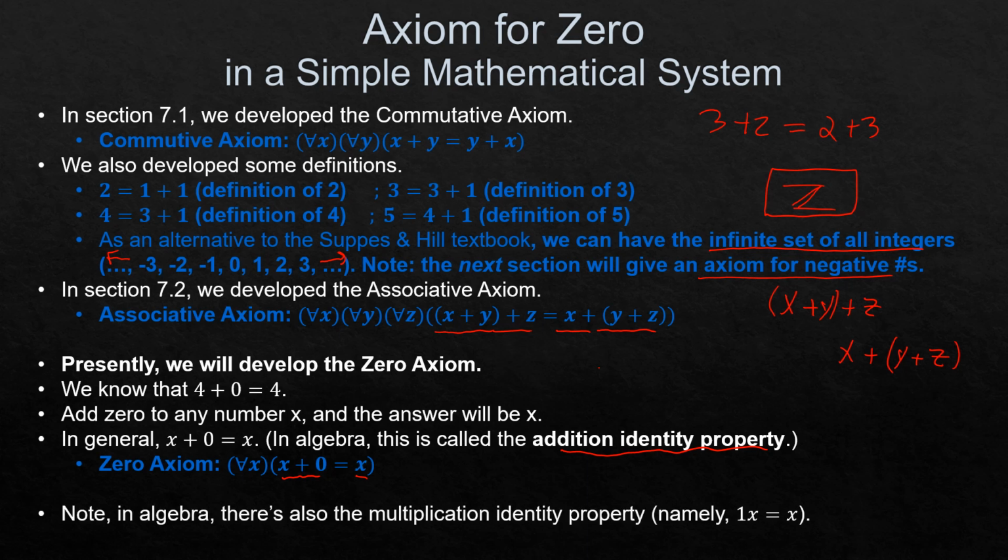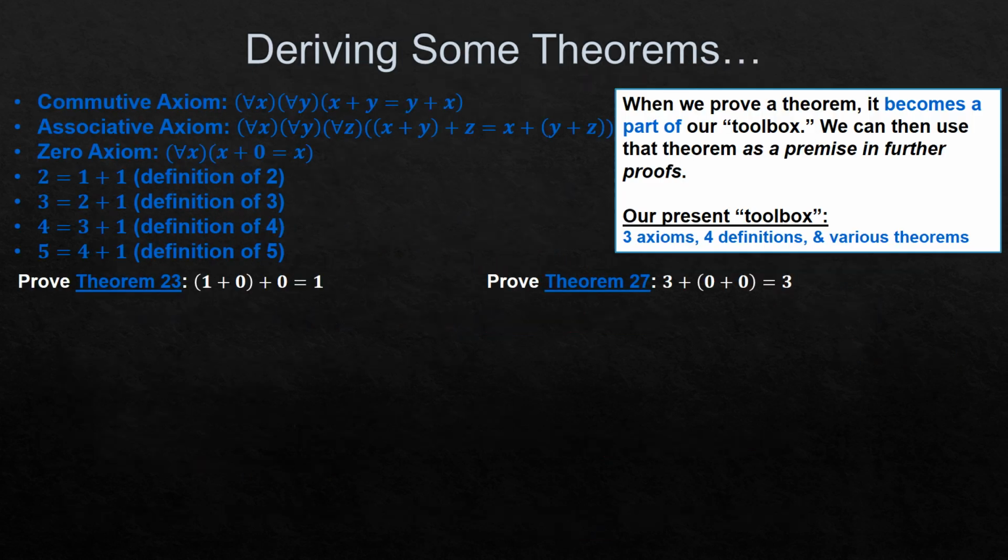Note in algebra there's also the multiplication identity property, namely 1 times x is equal to x. But in our case, we're only going to think about addition in the simple mathematical system. And with this toolbox, we can do some further proofs as we develop this system. With all of that said, let's do some proofs.